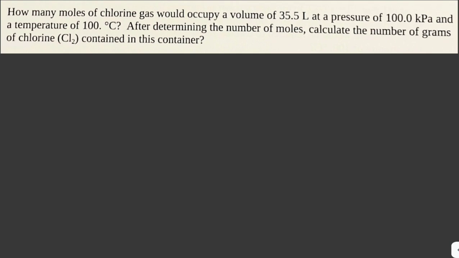Okay. How many moles of chlorine gas would occupy a volume of 35.5 liters at a pressure of 100 kilopascal and a temperature of 100 degrees Celsius? After determining the number of moles, calculate the number of grams of chlorine contained in this container. So we're already given the volume, the pressure in kilopascal, and the temperature in degrees Celsius. So we need to convert the pressure to atm and the degrees Celsius temperature to Kelvin first.